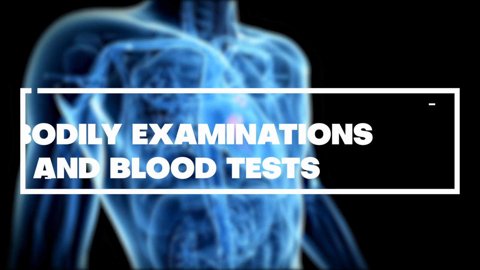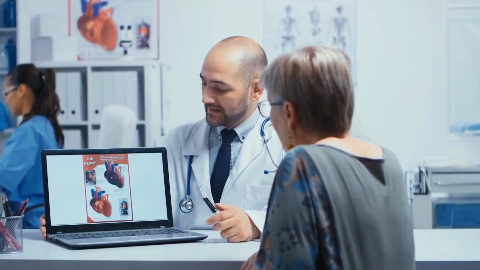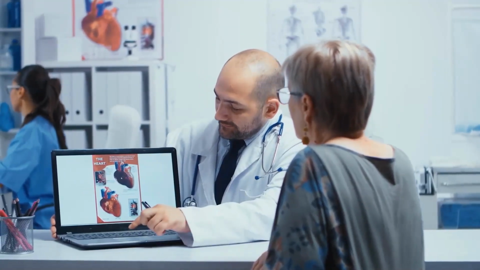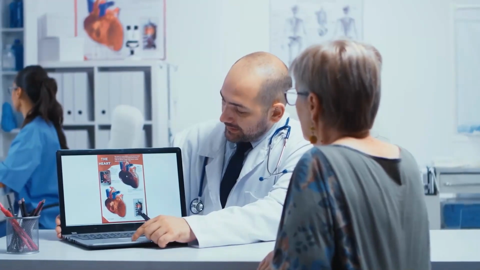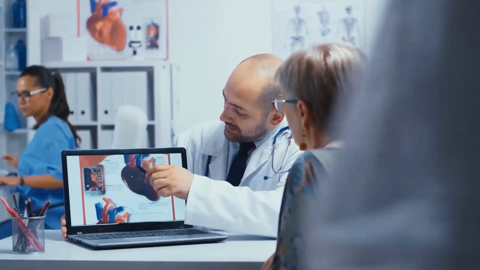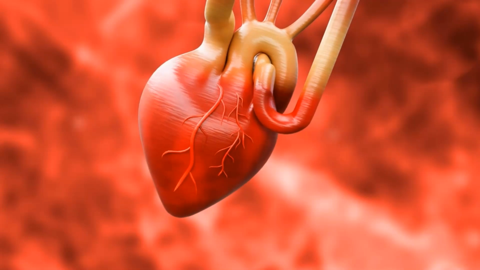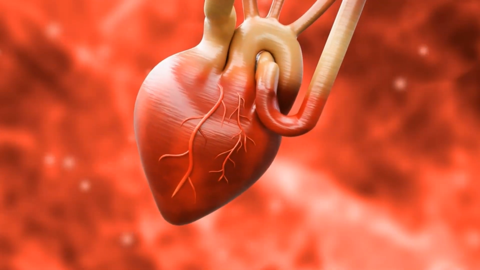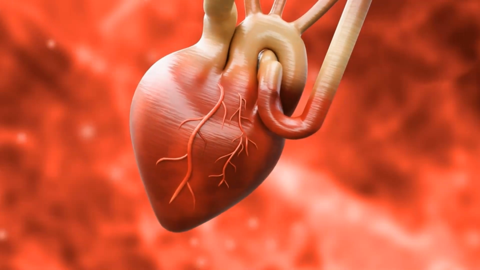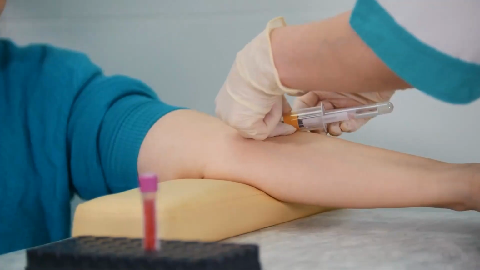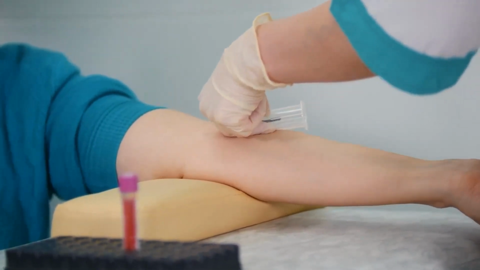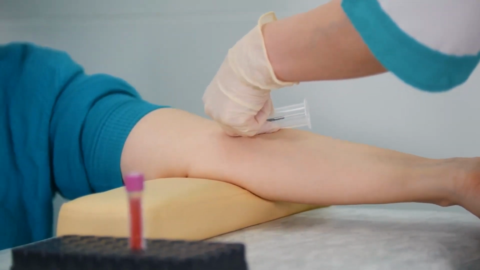Bodily examinations and blood tests. Your doctor will do a physical examination and ask you about your recent symptoms as the first step. They will then inquire about your personal and family medical histories. Some heart conditions may be influenced by genetics. Inform your doctor if you have a close relative who suffers from heart disease. It is common to request blood tests. This is so that they can assist your doctor in checking your cholesterol levels and looking for inflammation-related symptoms.